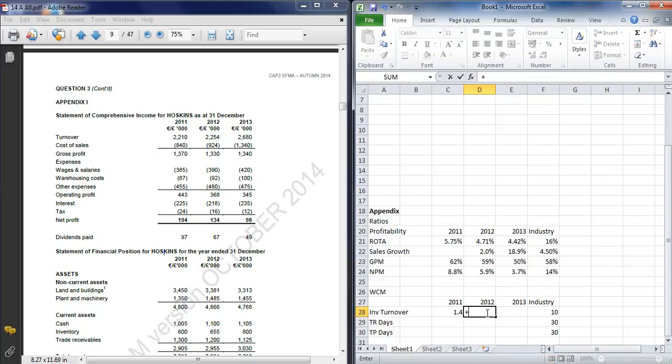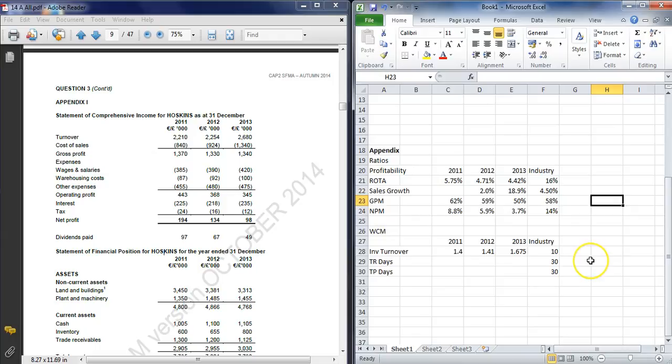So 2012 it is 924 over 655, and 2013 it is 1340 over 800. So we can see here, the higher the inventory turnover, the more efficient you are at using your inventory. So we can see here we're way out of line, or Hoskins is way out of line in terms of the industry average.